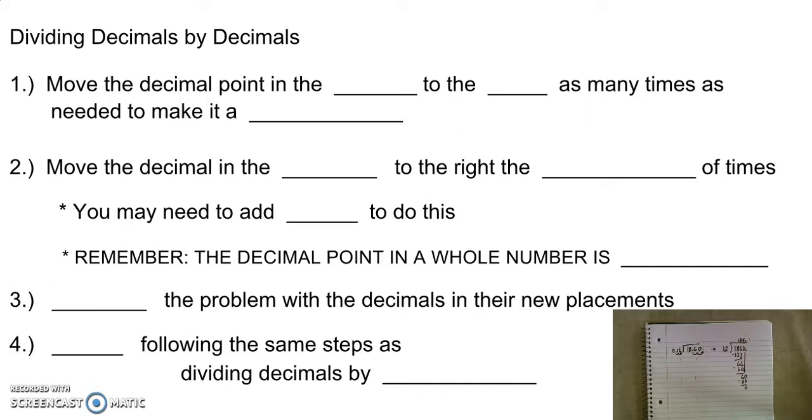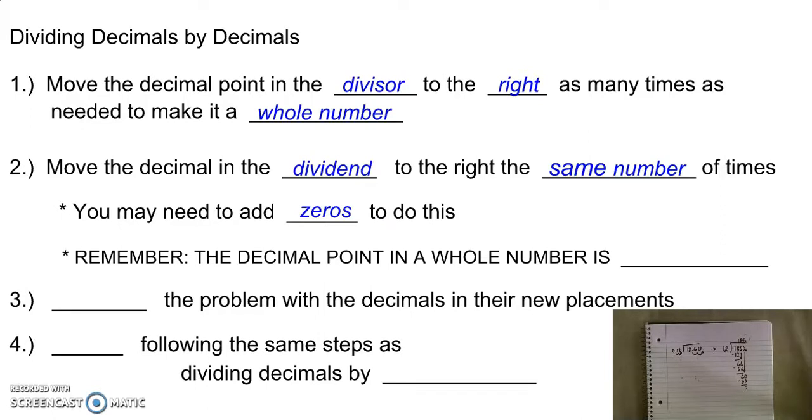So if we take a look at our notes, we're going to go ahead and fill in the blanks together. The first thing we need to do in number 1 is move the decimal point in the divisor to the right as many times as needed to make it a whole number. Then we're going to move the decimal in the dividend to the right the same number of times in order to keep the problem balanced. And as we did find out, we might need to add 1 or more zeros in order to do this. Don't forget that the decimal point in a whole number is always at the end.